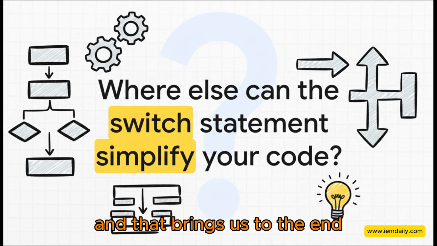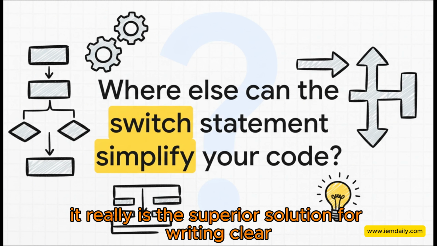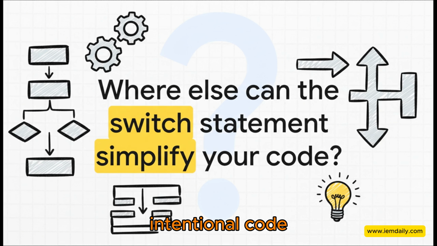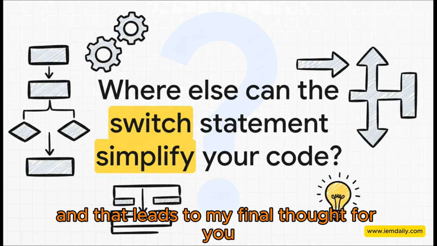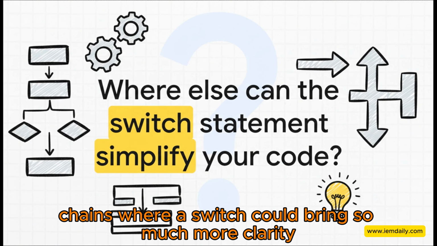And that brings us to the end. We've seen that for enums, the switch statement isn't just another option, it really is the superior solution for writing clear, intentional code. And that leads to my final thought for you. Today was all about enums, but where else in your code are you using these long, clunky if-else chains where a switch could bring so much more clarity and structure?